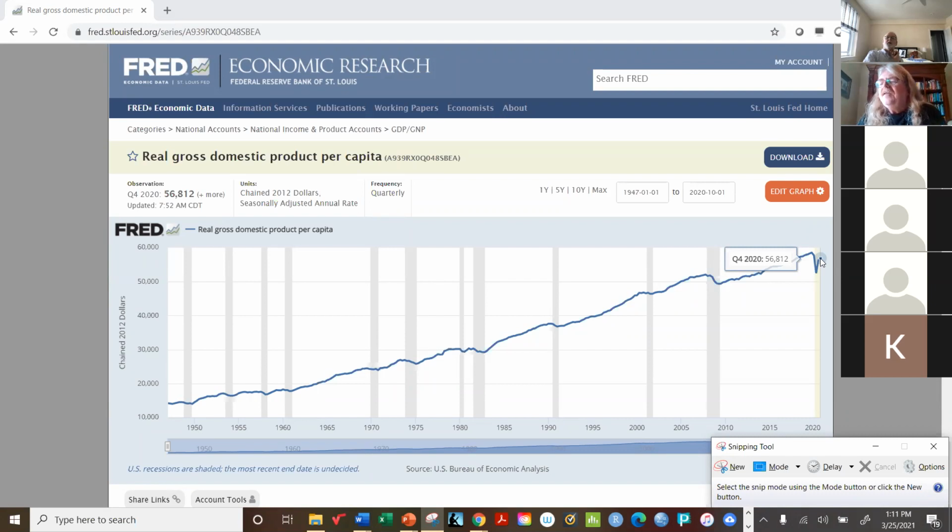Now, if this number is less than 3%, it would indicate that the population has actually grown faster than the economy. So let's find out. Hold on one second.